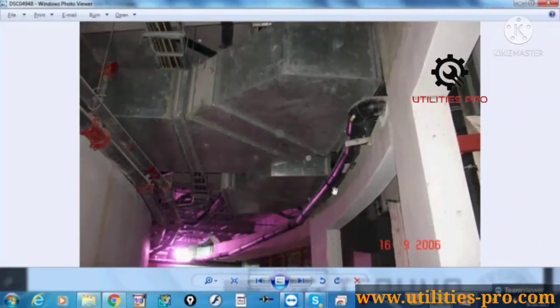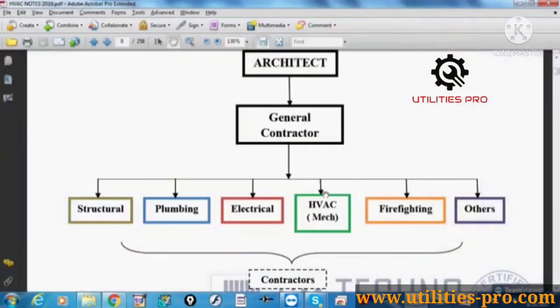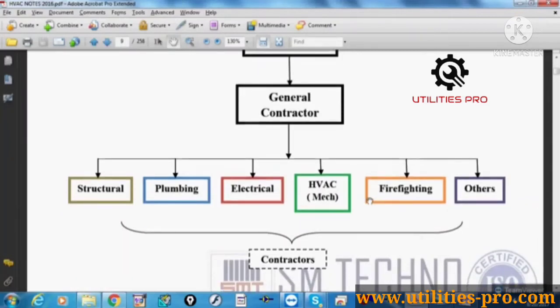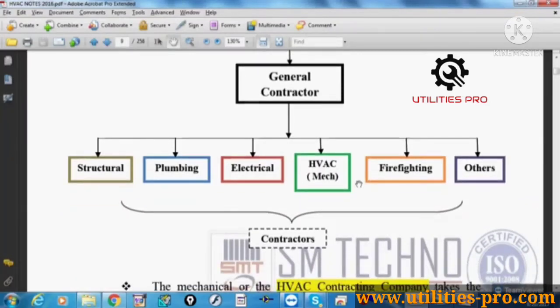Okay, and on the right side you can see the plumbing pipe, drainage pipe. Similarly, you'll find the water pipe also. Okay, and other services like interior, meaning false ceiling, furniture, security system, etc. In this way you can handle the work on site in this sequence.